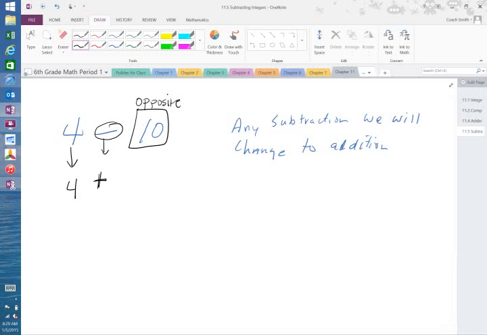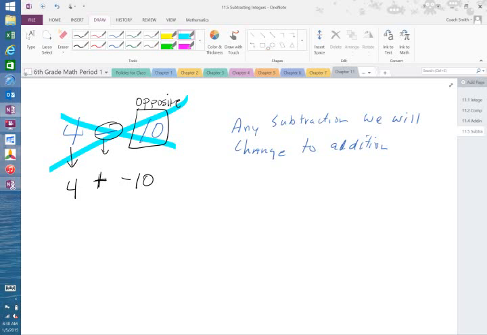What is the opposite of positive 10? Negative 10. So there's your new problem. This problem no longer exists. Our new problem is 4 plus negative 10. Do we know how to do 4 plus negative 10? I hope so, because we just reviewed how to do 4 plus negative 10.